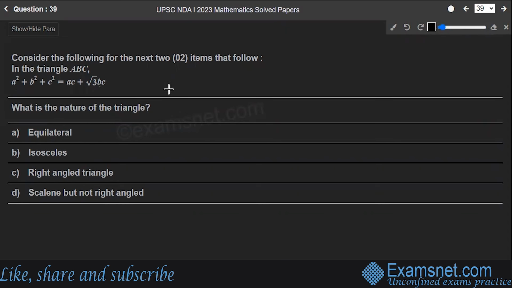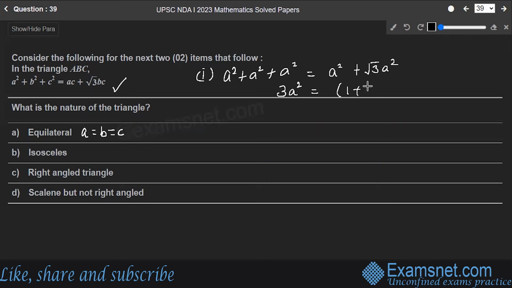Fine. So let's start with the sum. It's easier if I put in all the options one by one in the given statement and check for the validity. Equilateral triangle, you have A is equal to B is equal to C. So let's put in this. The first one will be A square plus A square plus A square is equal to A square plus root 3 A square, which makes 3A square is equal to 1 plus root 3 A square. That means 3 is equal to 1 by root 3, which is not true. So this is incorrect.